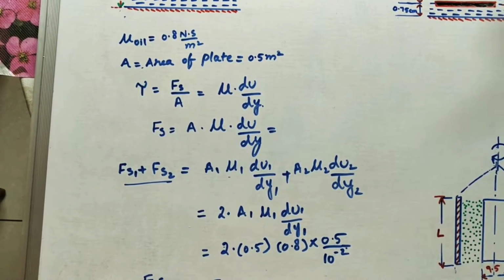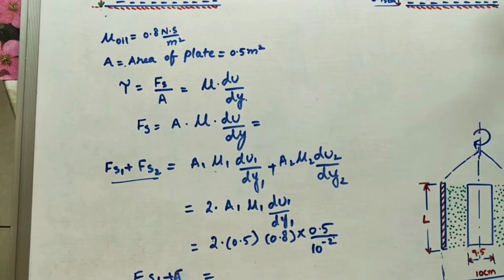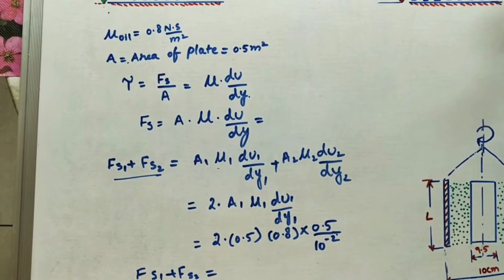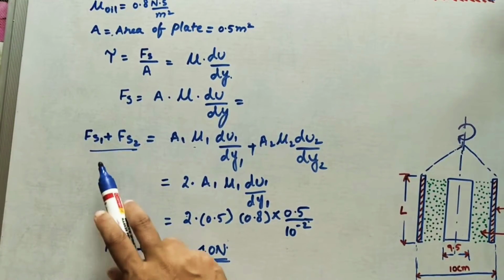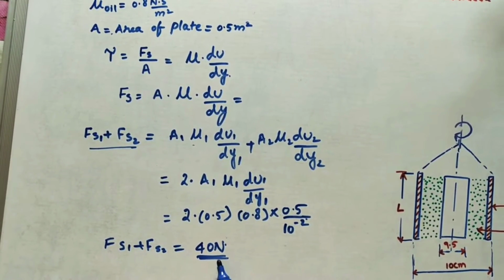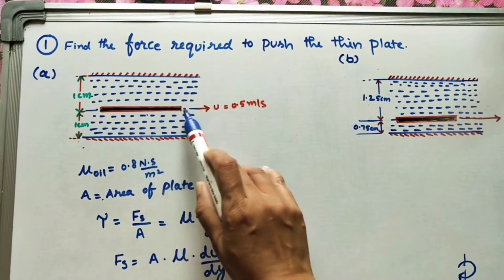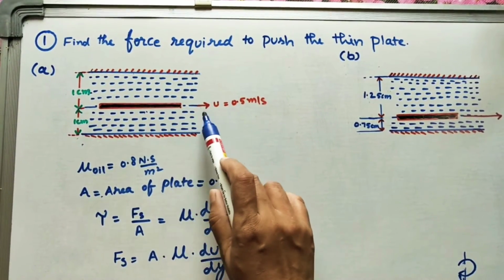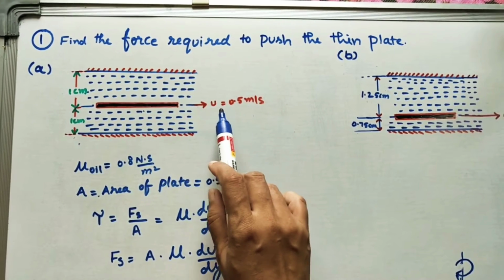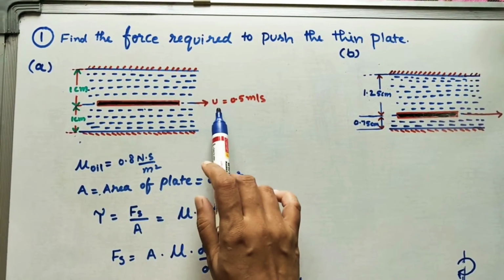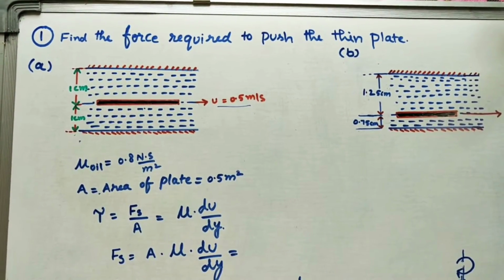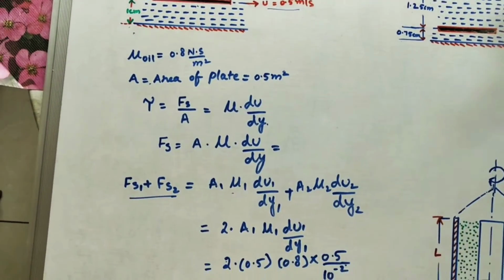Fs1 plus Fs2. The answer is, total force Fs1 plus Fs2 is 40 newtons. So here, on this side Fs1, on this side Fs2. A total force of 40 Newton is required to drag or push the plate with velocity 0.5 meter per second. So this is the solution.